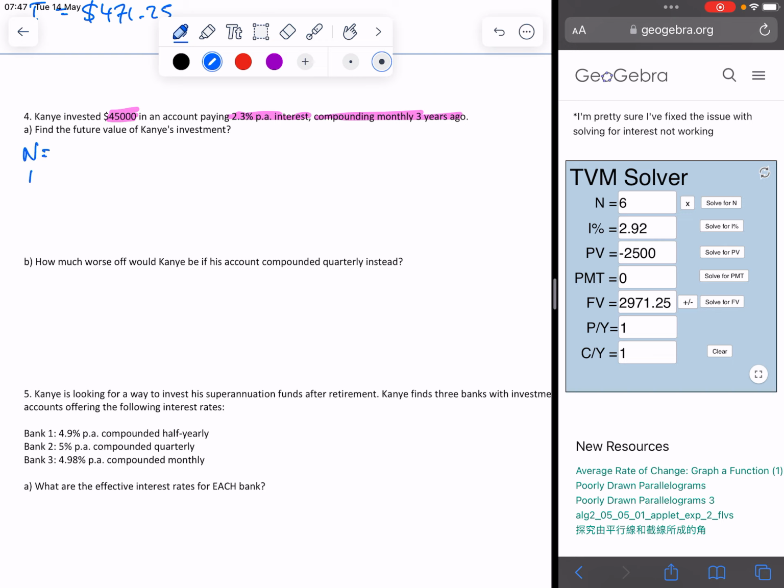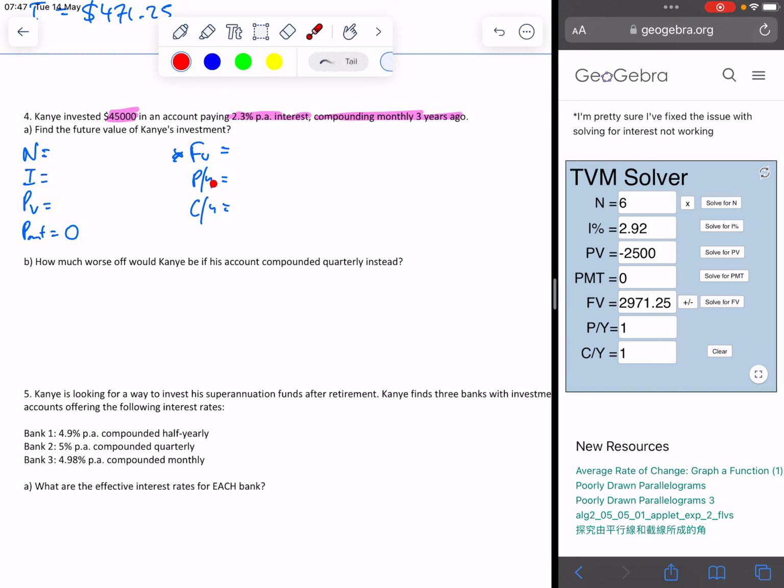PMT is always going to be 0. We want to find the future value, so put a star there. PY and CY are both the same. It's compounding monthly. How many times does a month happen in a year? 12 times. So PY and CY will both be 12.